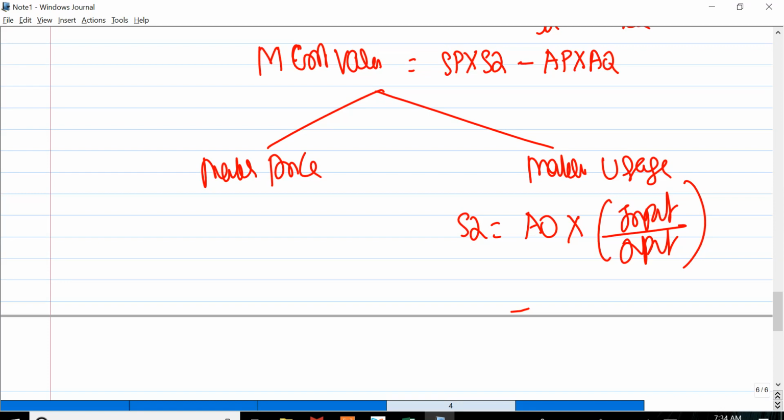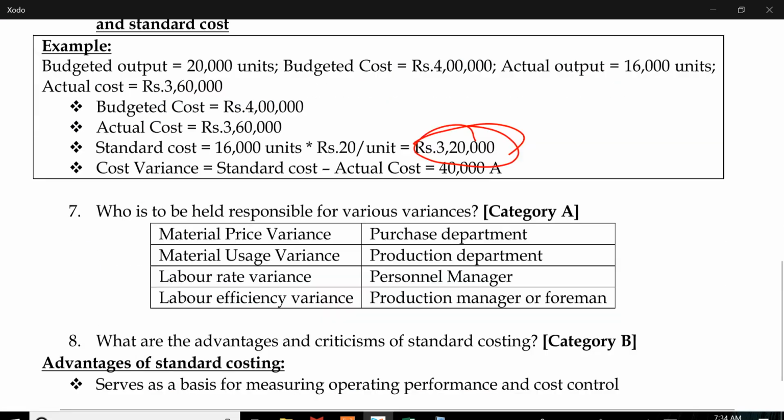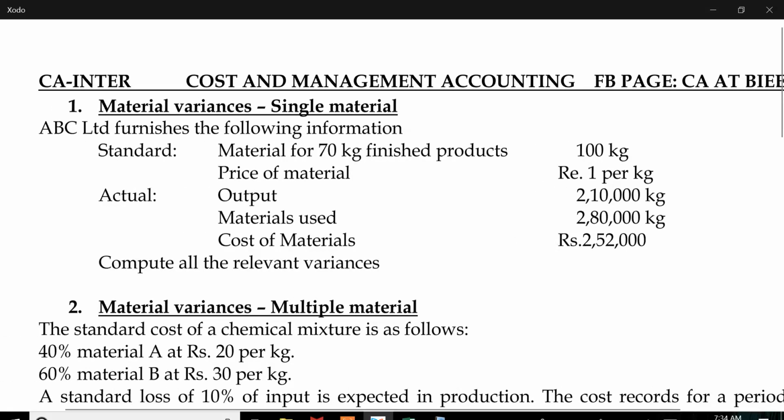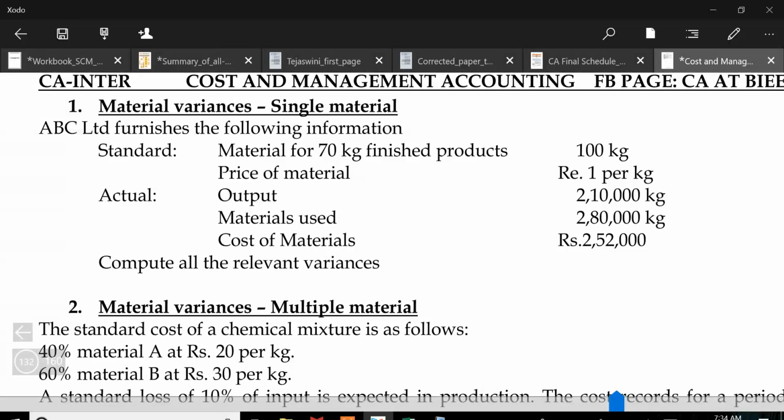Clear? Any doubts in this? Now let's get into problems. We'll start with question 1. Leave 10 sides for theory. Please go through question 1, page 132, question number 1.